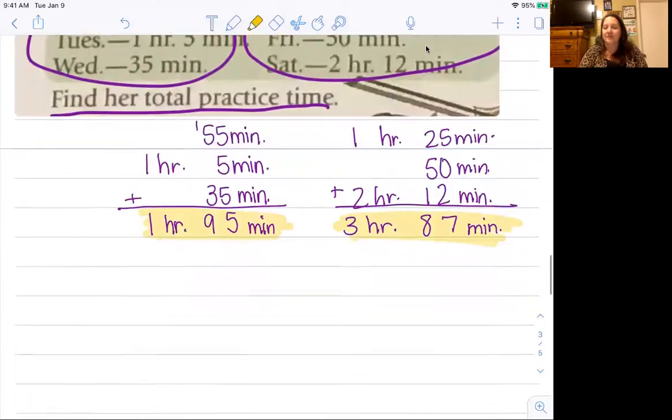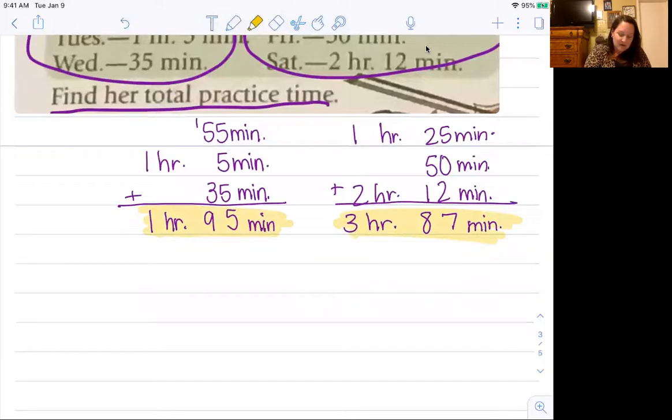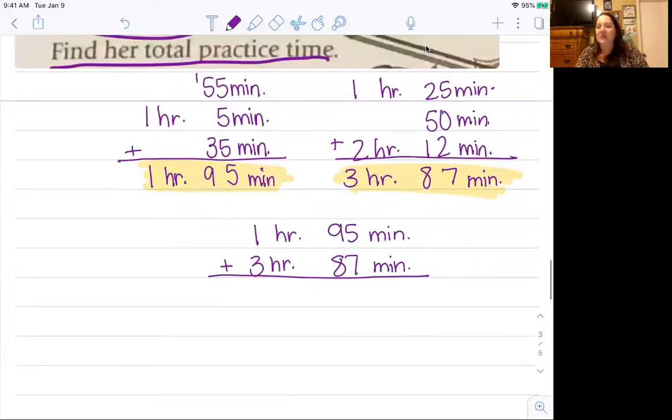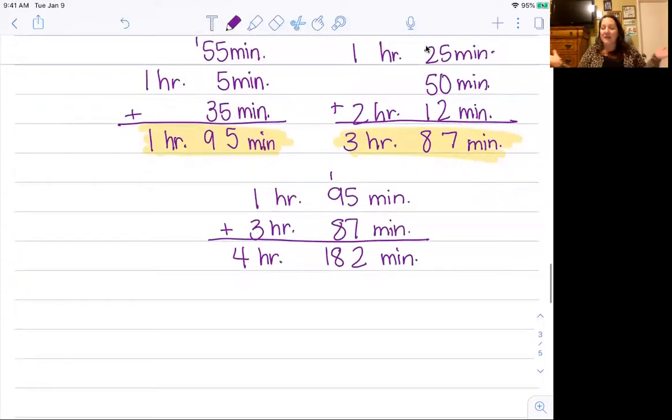Now, what do you think I have to do with these 2 columns or these 2 sums here? I'm going to add them together. Good. So let's add 1 hour, 95 minutes, plus 3 hours, 87 minutes. I'll add and I'll stay quiet and you add and see if you get the same answer as I do. Did you get 4 hours, 182 minutes?